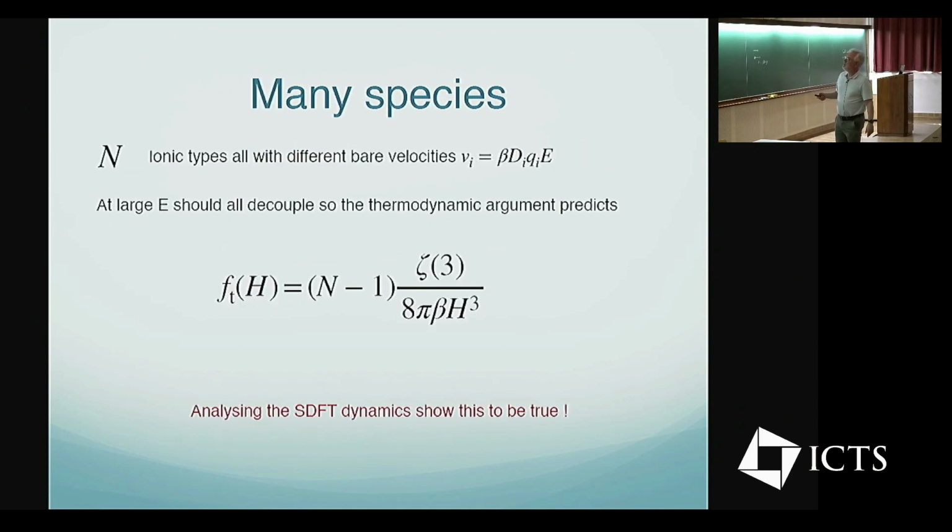And if you do the calculation with ionic types with all different bare velocities, so VI is equal to beta diqie, at large E they should all decouple. So the thermodynamic argument tells me that Ft of h is equal to n minus 1 times zeta 3 over 8 pi h cube. Okay?